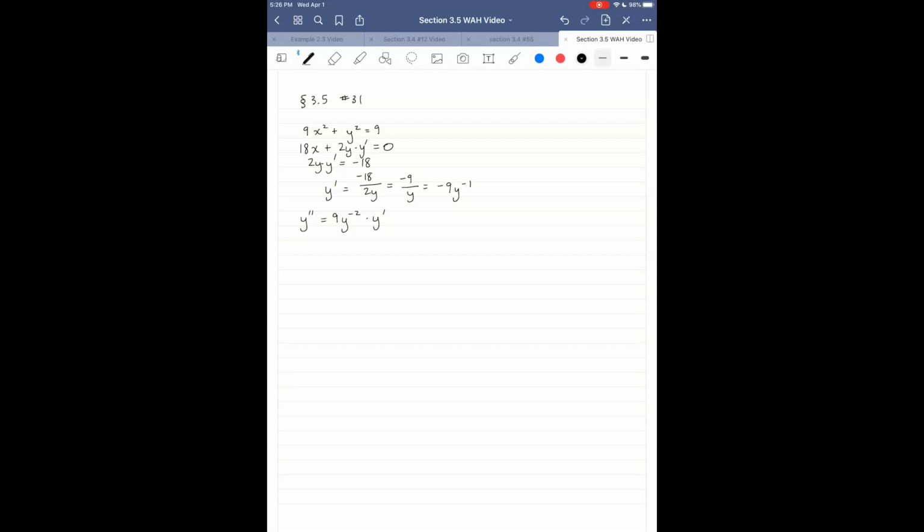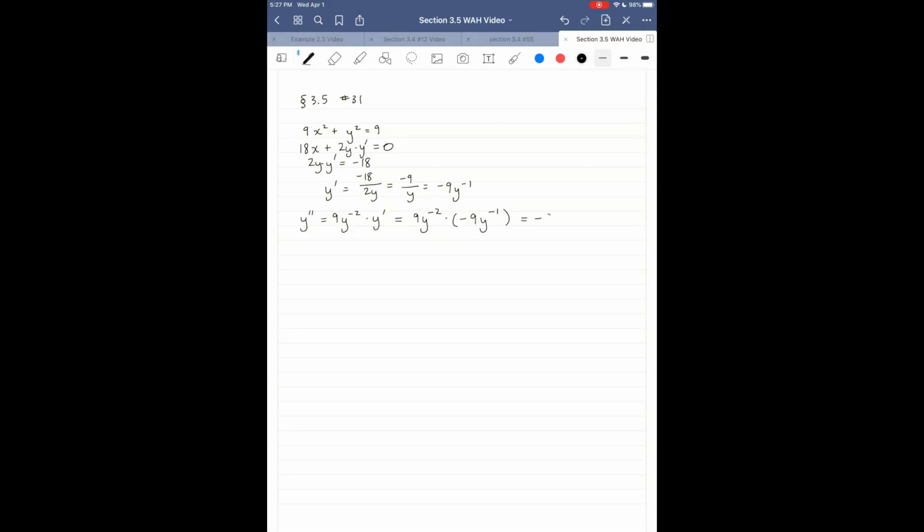So I brought my power negative 1 and multiplied it by the coefficient negative 9 to get positive 9. And then I raised y, which is a function of x, to one lower power, that's the negative 2 power. But then again, with the chain rule, I have to multiply by the derivative of y, which is y prime. Now, I know what the value of y prime is. It's either negative 9 over y, or it's negative 9 times y to the negative 1.